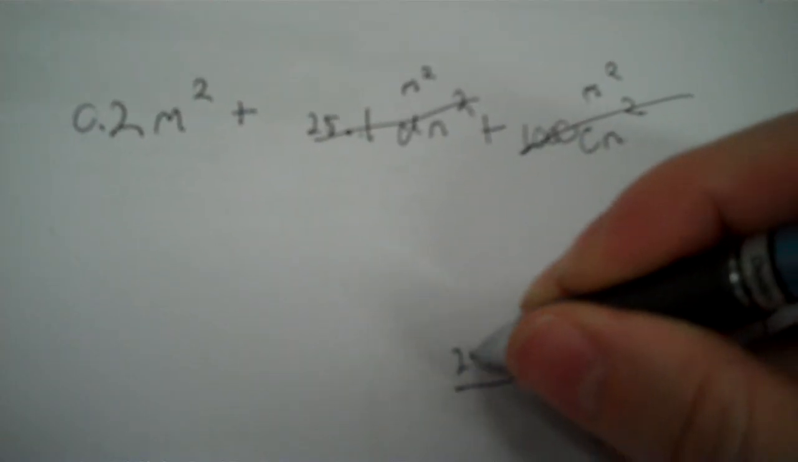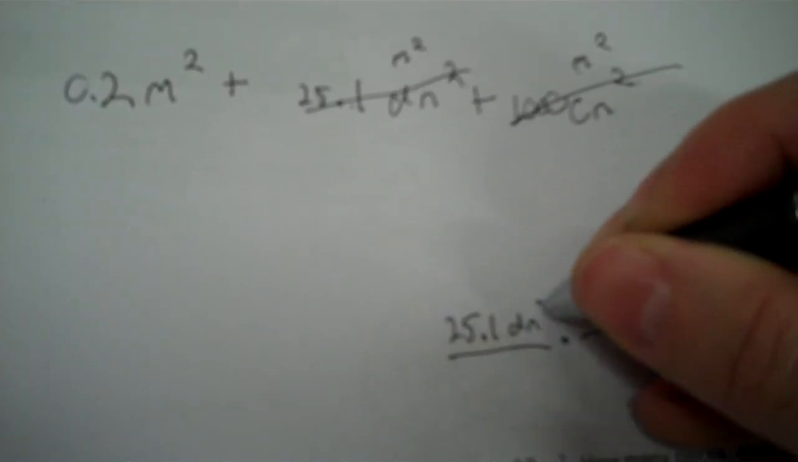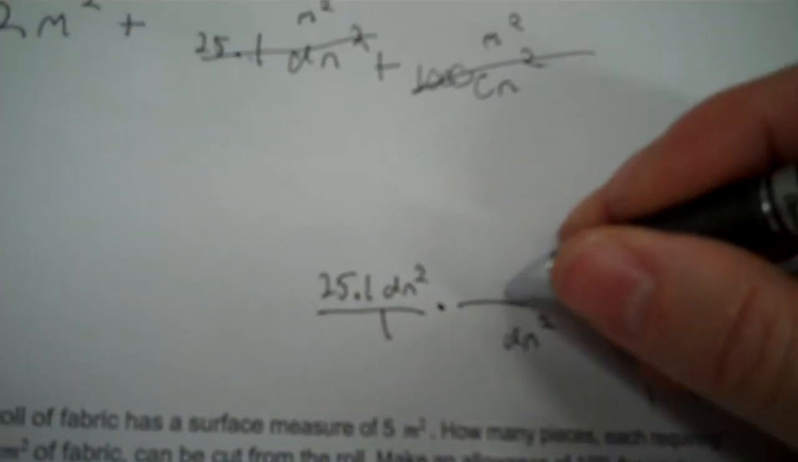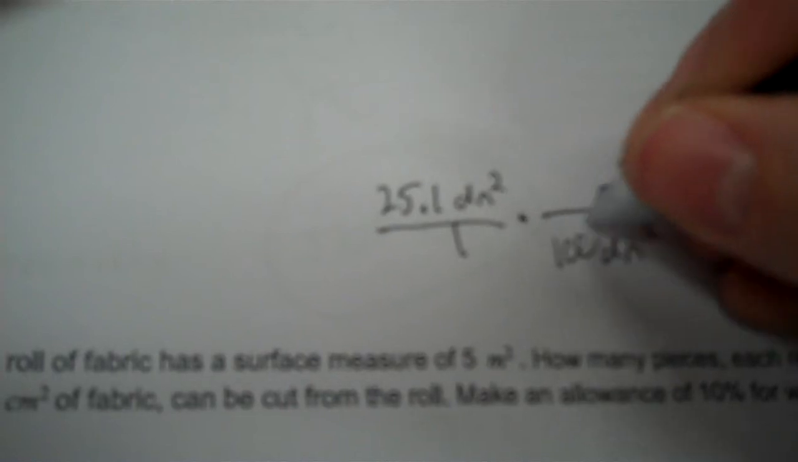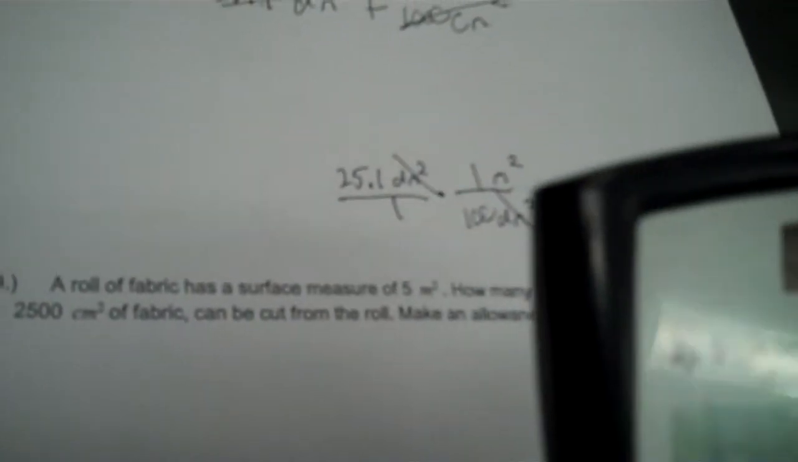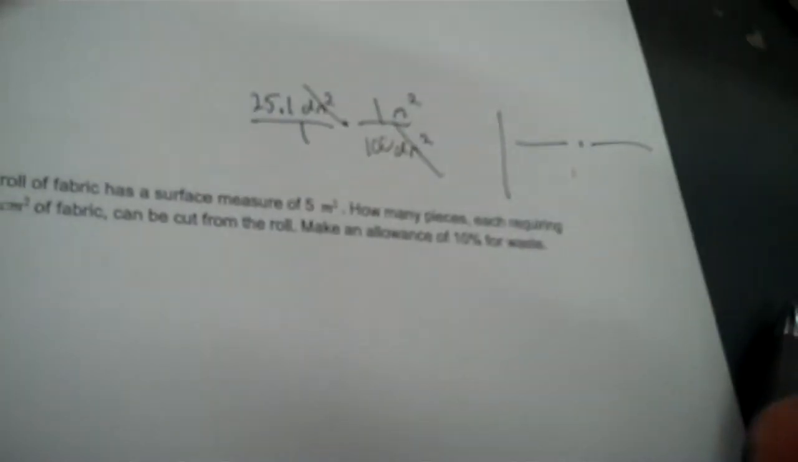Okay, so I had 25.1 square decimeters, dm to the second power over 1. And then dm to the second and m to the second. So m to the second, there's dm, so you got 100 to 1. Cross those out. So I'll be taking 25.1 times 1 divided by 1 times 100, 0.251.